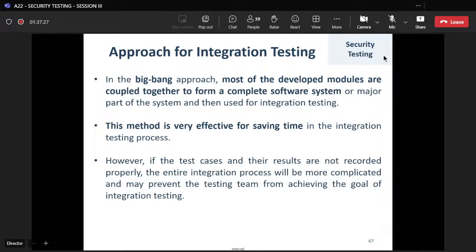So when it's a Big Bang, most of the developed modules are coupled together to form a complete software system, or you'll have the major part of the system tested before the integration testing. And this method is very effective for saving time in the entire integration testing process. However, we need to record the results of those tests. Otherwise, it will be a challenge to understand the effectiveness of the testing. So the primary challenge here is that we need to record all the results properly.